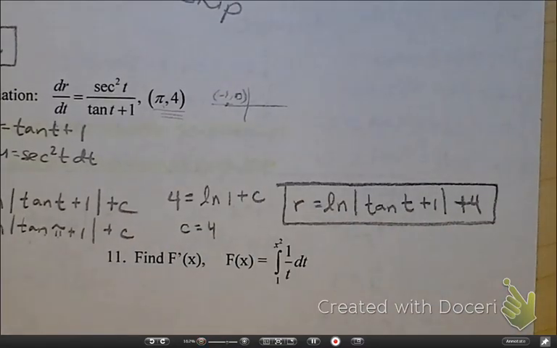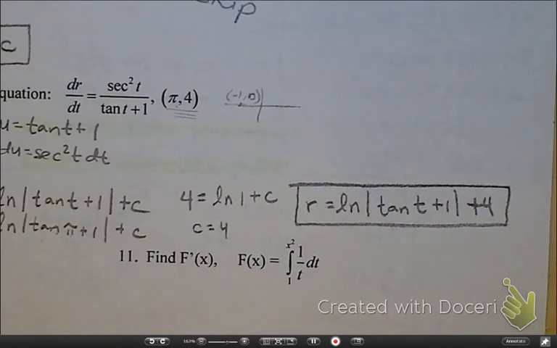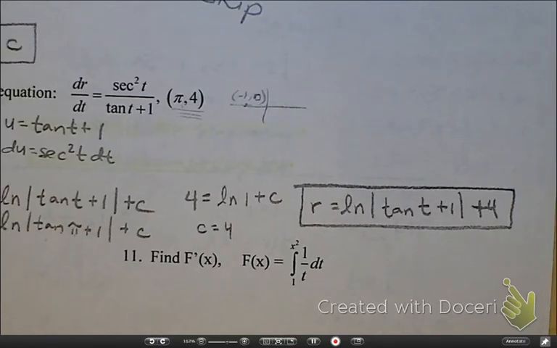Just like that, now that we know our constant. Good, so that's solving a differential equation. You just have to move the dt over to the other side and then integrate as normal, and then at the very end you can figure out what your c is. All right, let's look at number 10.